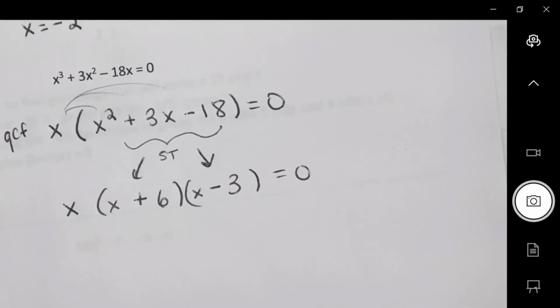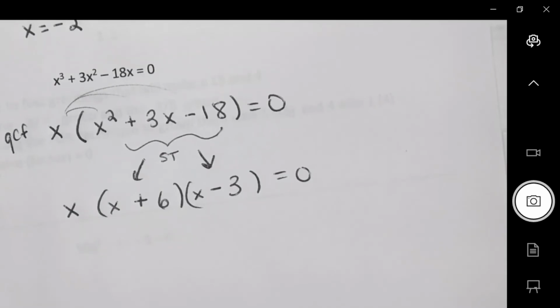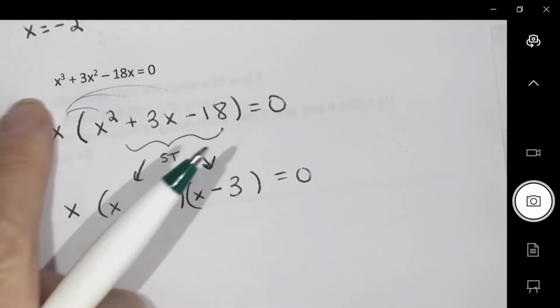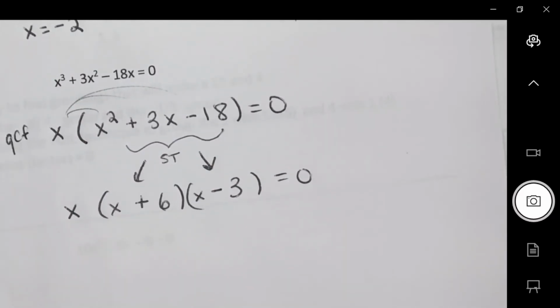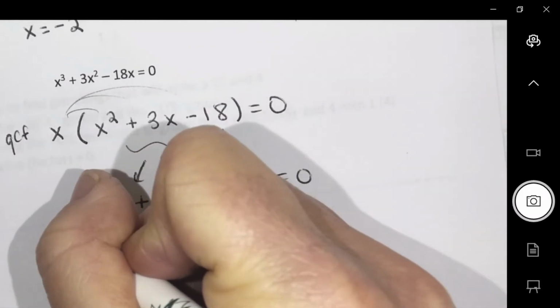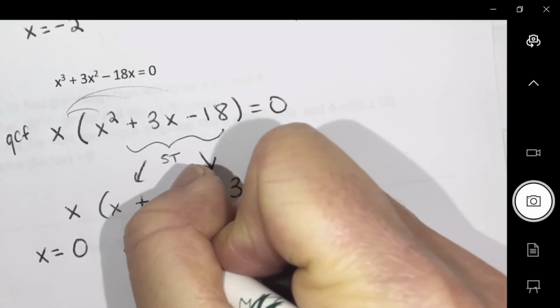This is not a quadratic, by the way. This is actually called a cubic function. You will learn it in grade 12. Because it's a cubic, it's more than squares. We got cubes. There's 3 answers. First x equals 0, and then -6, and +3.